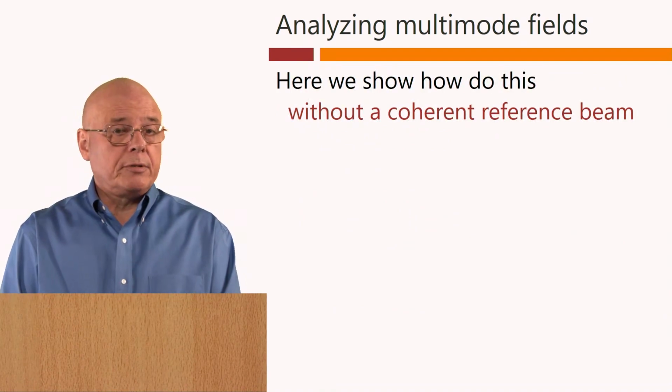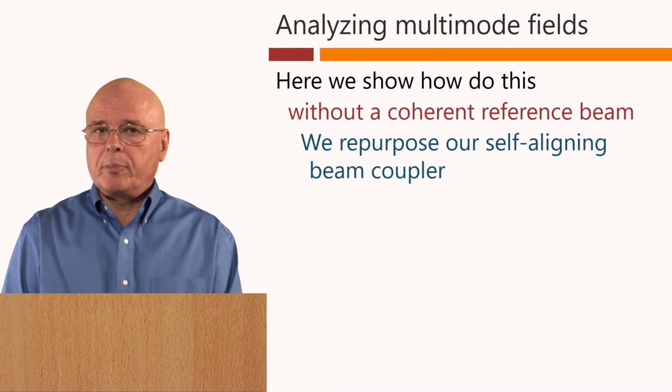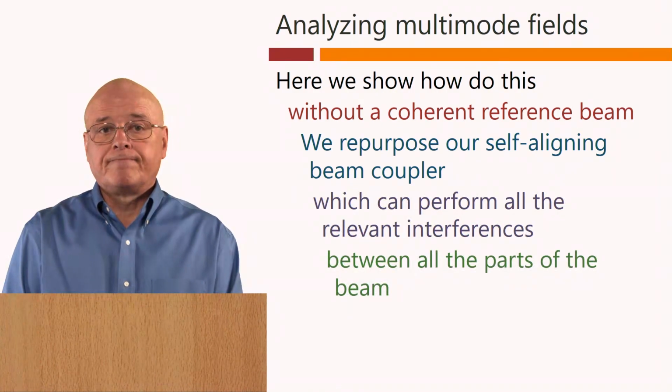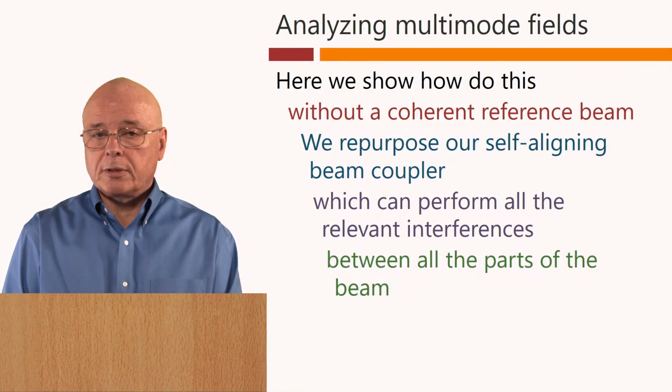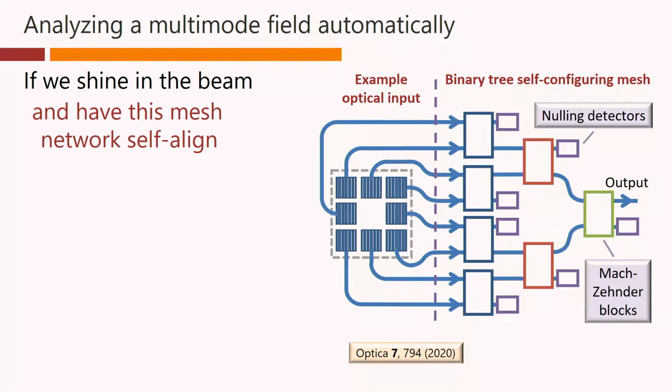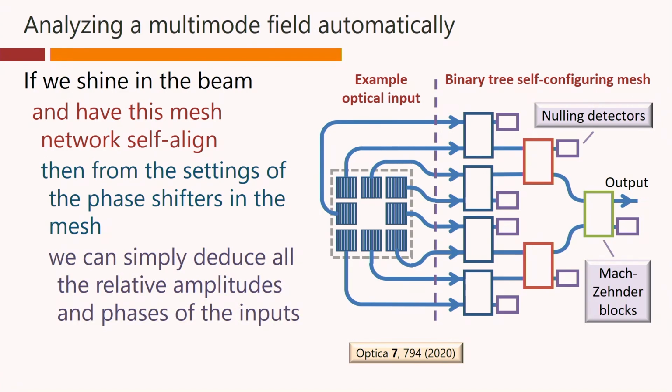Here we show how we can do this without a coherent reference beam. And to do this, we repurpose our self-aligning beam coupler, which can perform all of the relevant interferences between all of the parts of the beam. If we shine in the beam into this example optical input set of grating couplers here, for example, and have this mesh network self-aligned so all the power appears at the output, then from the settings of the phase shifters in the mesh, we can simply deduce all of the relative amplitudes and phases of the inputs.